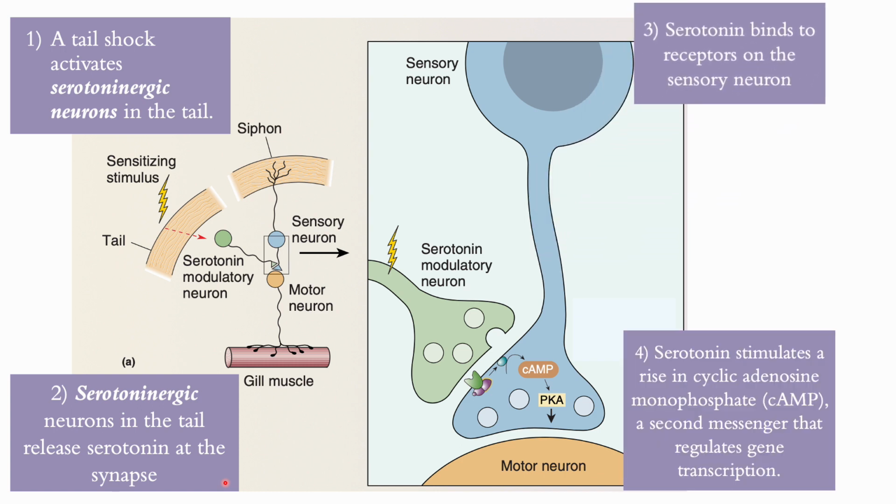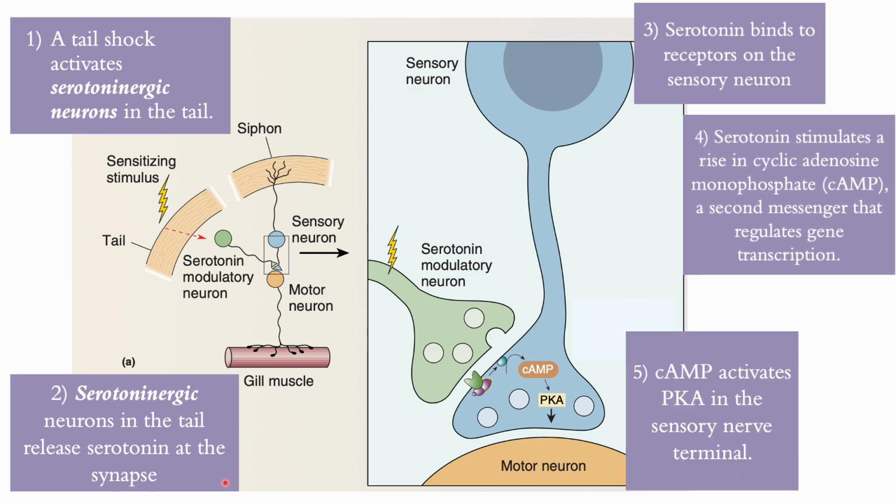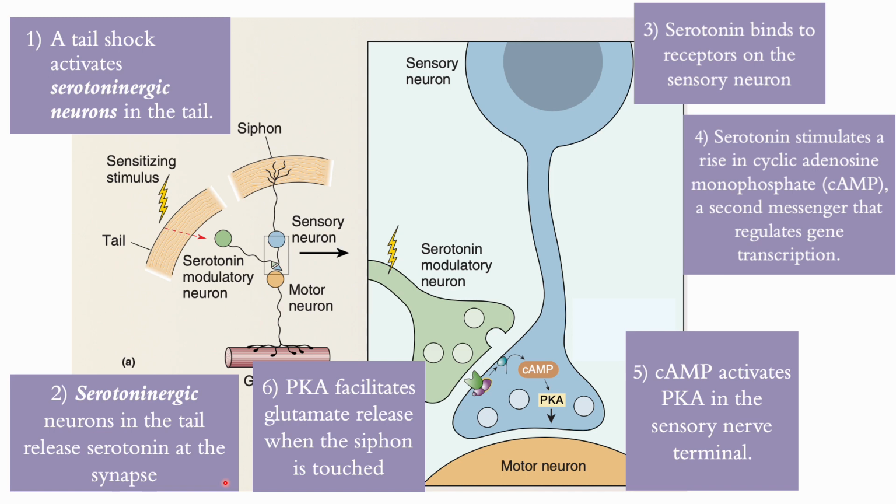Next, serotonin stimulates a rise in cyclic adenosine monophosphate, known as cAMP. Remember, this is a second messenger that regulates gene transcription. Next, cAMP activates protein kinase A, known as PKA, in the sensory nerve terminal. Ultimately, PKA facilitates glutamate release when the siphon is touched. My key takeaway here is that glutamate is the main excitatory neurotransmitter that's going to be involved in EPSPs. And glutamate release temporarily strengthens the connection between the sensory and the motor neuron.